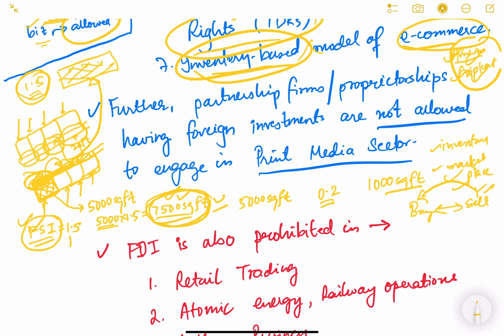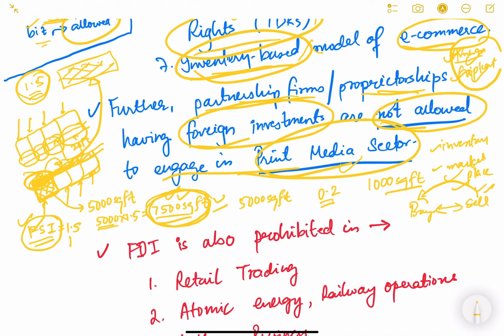Then another thing is that partnership firms and proprietorships having foreign investments are not allowed to engage in the print media sector. So if there is any company with foreign investment, where the proprietorship or ownership is of a foreign entity, or if it is a partnership firm with a foreign entity, they cannot engage in the print media sector. They cannot open a subsidiary, or their company cannot do the business of print media. Print media means newspapers, magazines, etc. That is known as print media.